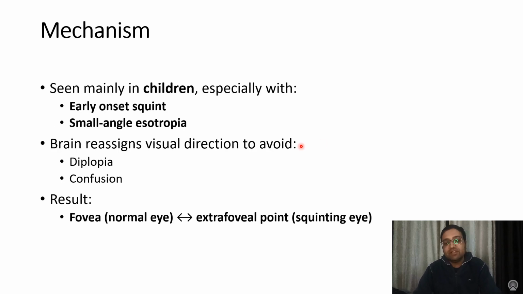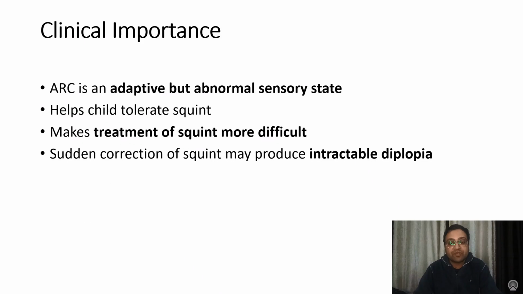It is seen mainly in children, especially with early onset squint, and in children with small angle esotropia. So here the brain reassigns visual direction to avoid diplopia and confusion, hence resulting in the fovea of the normal eye corresponding to the extrafoveal point in the squinting eye. Basically, it is an adaptation. So it is an adaptive but abnormal sensory state.